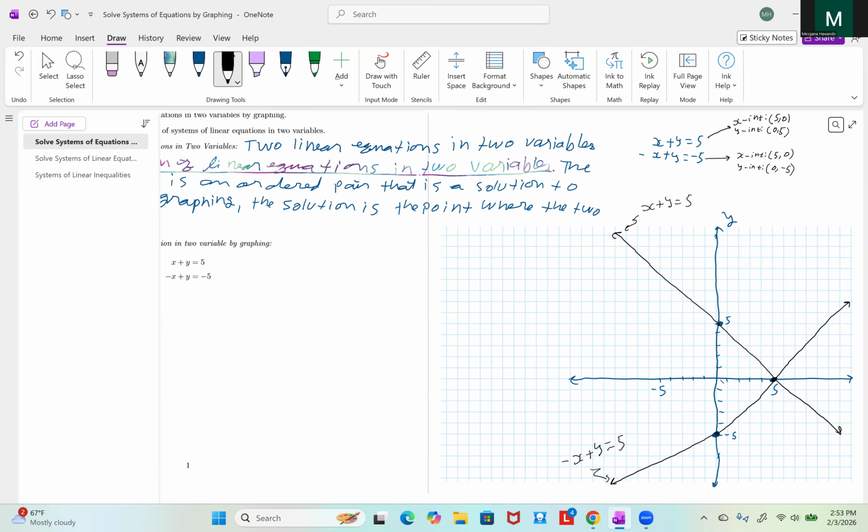The point of intersection is 5, 0. So we solved the system by graphing, and the intersection is 5, 0. So that is the solution to the system.